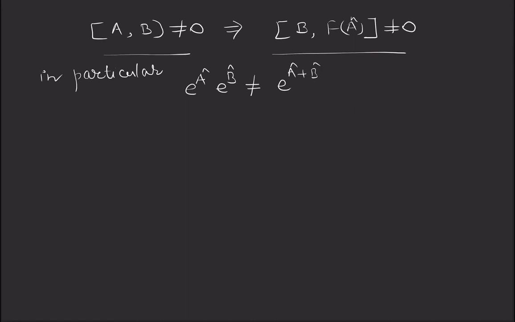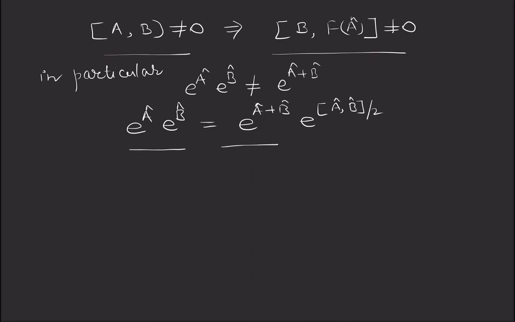We can write e to the power A operator into e to the power B operator is equal to e to the power A operator plus B operator into e to the power commutation relation of operator A and B divided by 2. So this will be equal to this only when A and B commute.